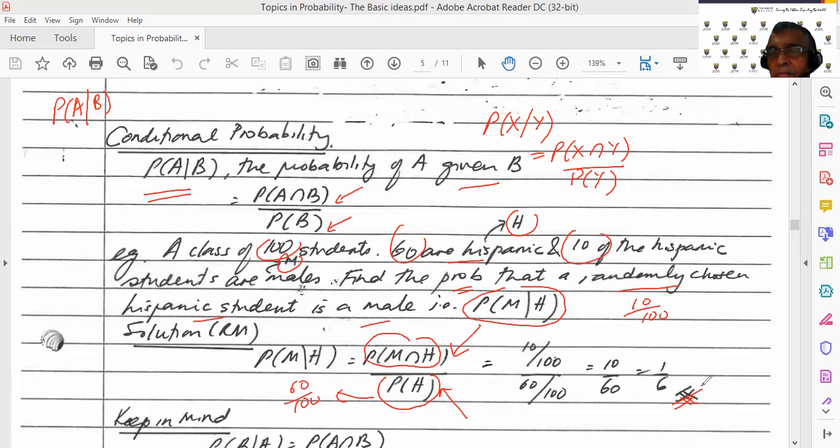I'm using a formulaic approach. I'm just using the formula. But once you're pretty familiar with these ideas, you can go straight for the answer, M given H, the probability of male given Hispanic. How many Hispanic are there? 60. And of them, there are 10 males. So I have 10 over 60. You can do it much faster, but let me tell you again, you can cut short the method, but what I did was use the formulaic approach to work this answer out. So the answer is 1 over 6.